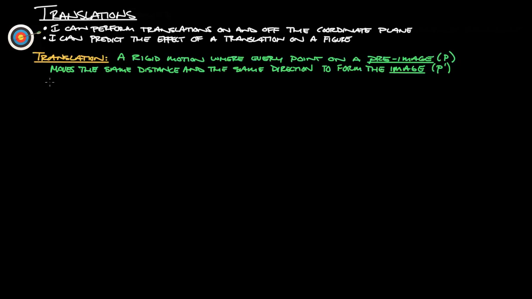Okay, so first thing, translation is a rigid motion where every point on a pre-image, or P, moves the same distance and the same direction to form the image, or P prime. That's the notation for pre-image, and the new part is the image.